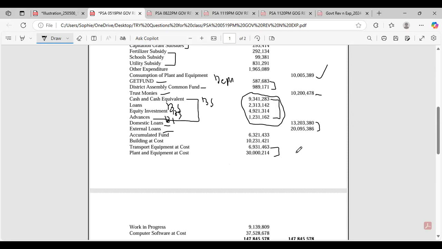Yes, the liabilities. This one will go to the balance sheet. It's a liability item.